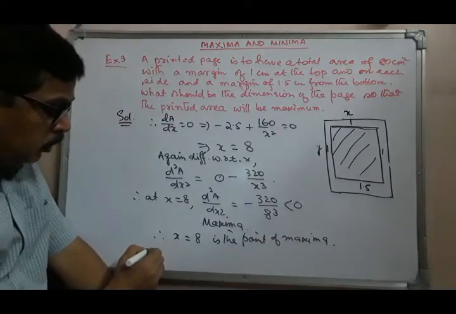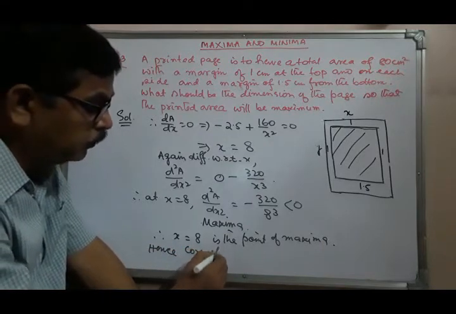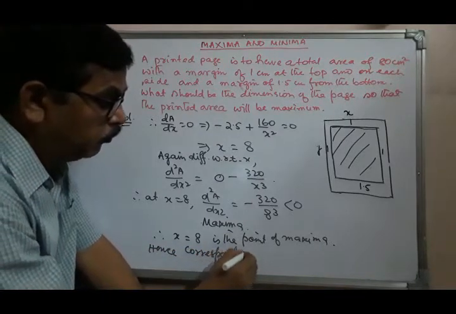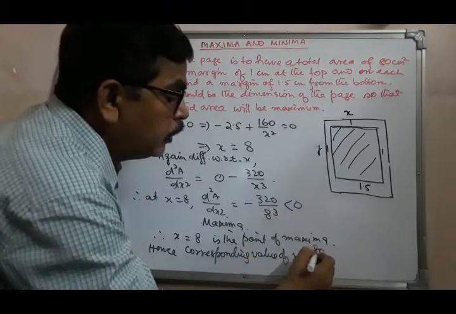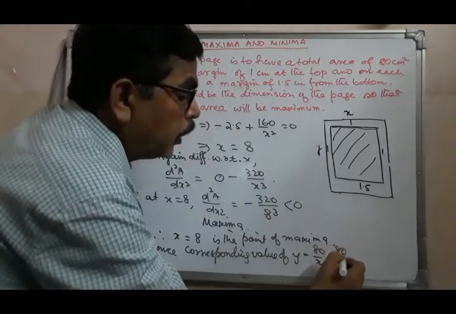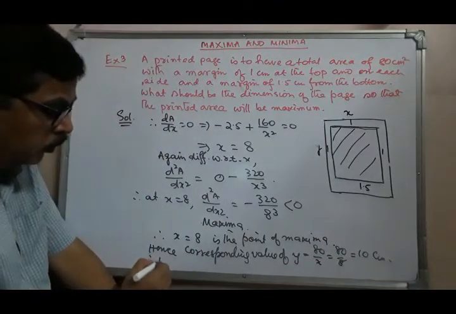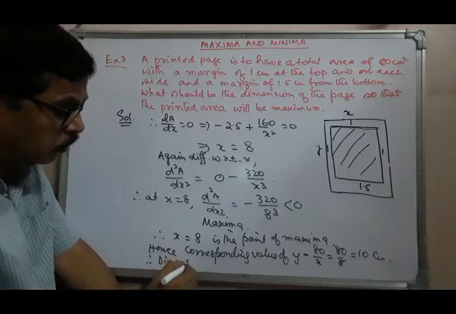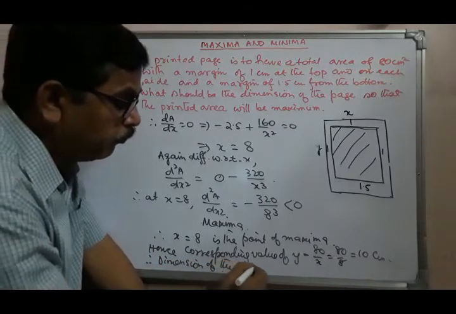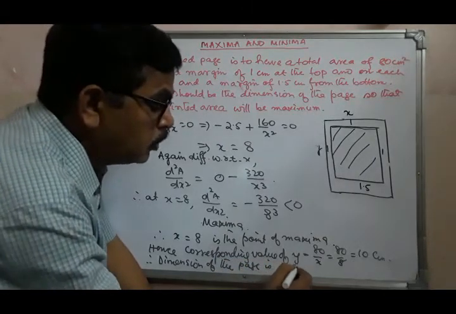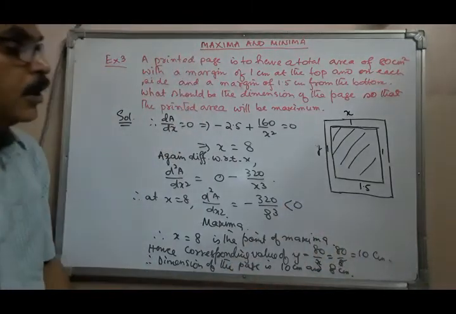Hence, the corresponding value of y equal to 80 by x, 80 by 8 equal to 10. So therefore the dimension of the page is 10 centimeter and 8 centimeter.